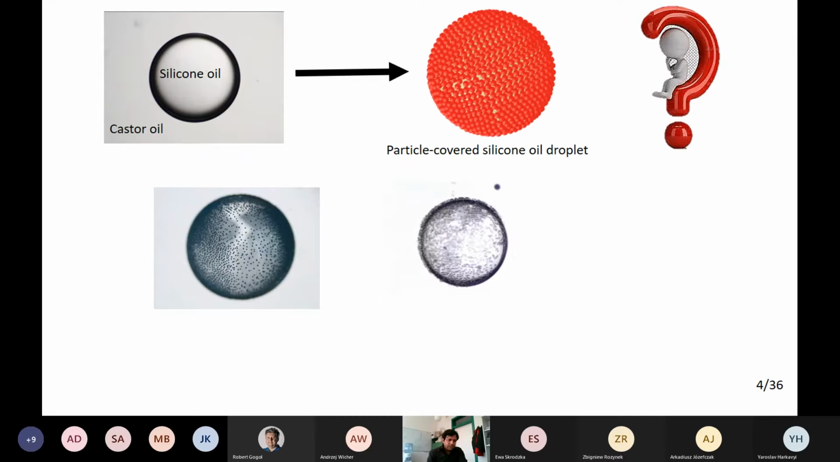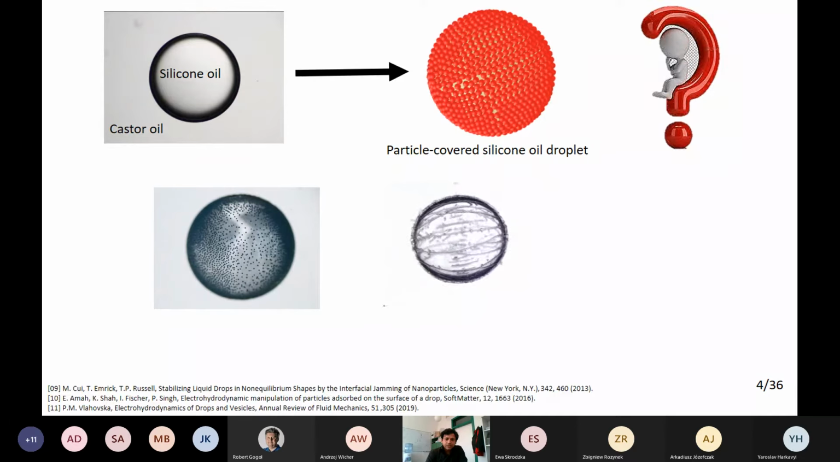So when we add some conductive particles at the drop interface and apply the electric field, what we found is that the particles form a chain from pole to pole, and the droplet deforms in the direction of the electric field, which is called prolate deformation. There are some research groups who have already studied the two-phase system.